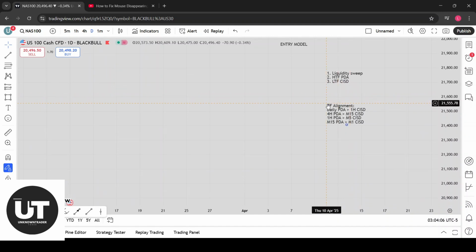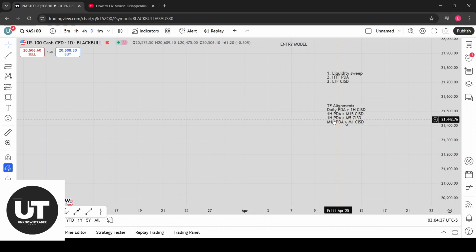So how do you align your time frames? When you align your time frames, you start on a higher time frame and you look for a change in state of delivery in the lower time frame. So on the daily time frame, if I have a fair value gap lower and we trade into that, on the 1 hour I'm looking for a change in state and I'm taking my entry on the close above. Same for the 4 hour. Fair value gap below, we trade into it. I'm looking for a 15-minute change in state of delivery and we take the entry on the close.